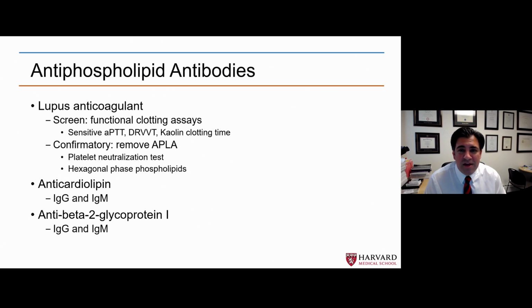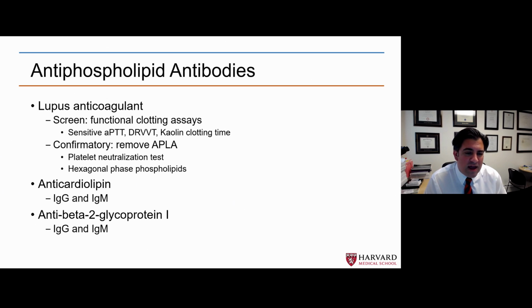And so the way I explain this is it's almost like an HIV test with a very sensitive ELISA and a more specific Western blot. The entire process has to be positive for you to say that this is truly a positive test.